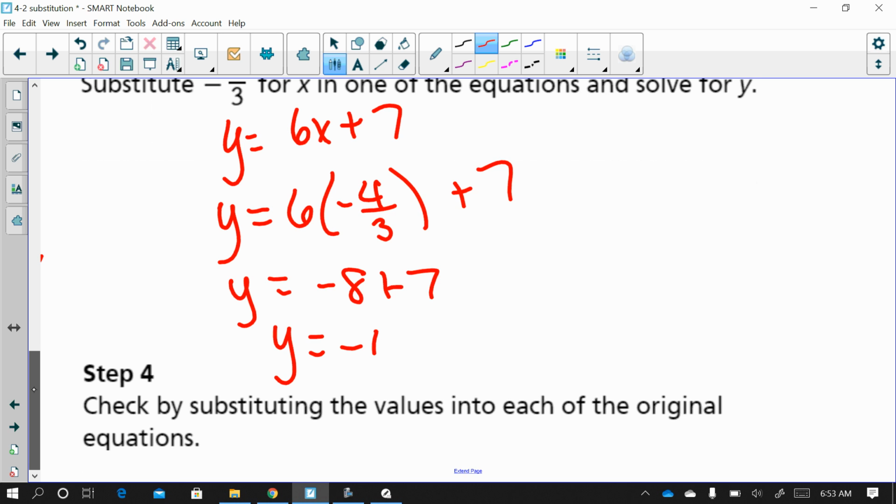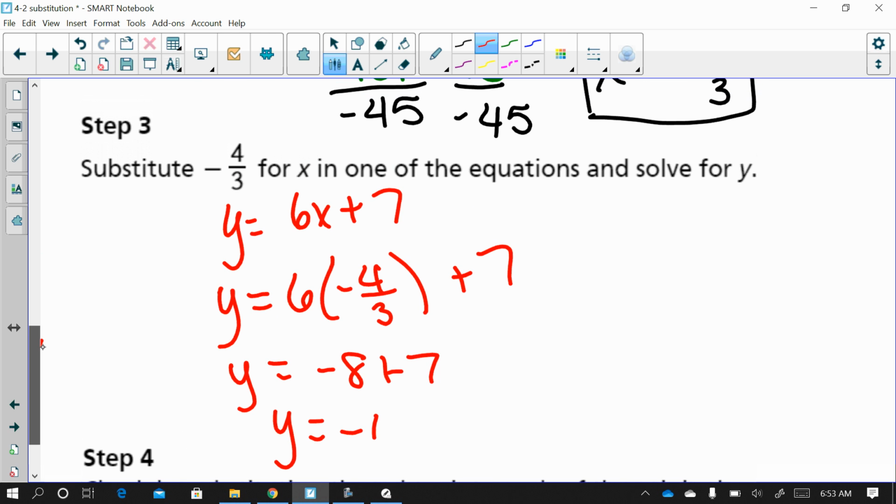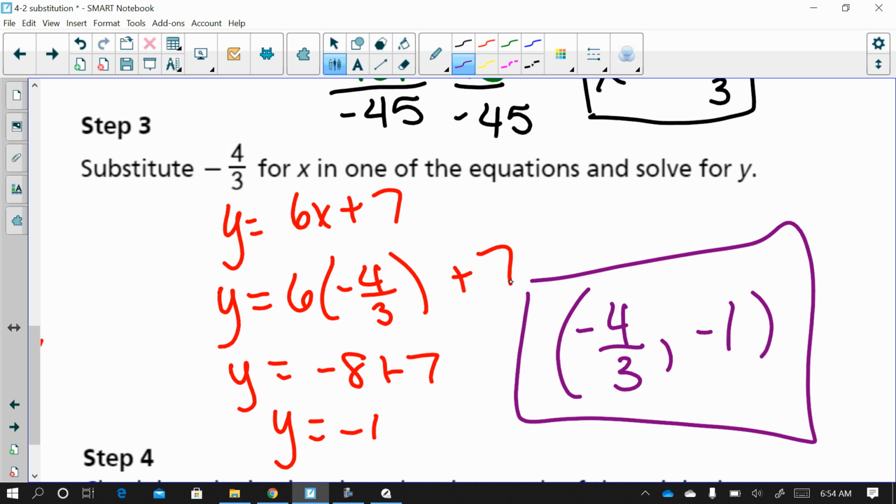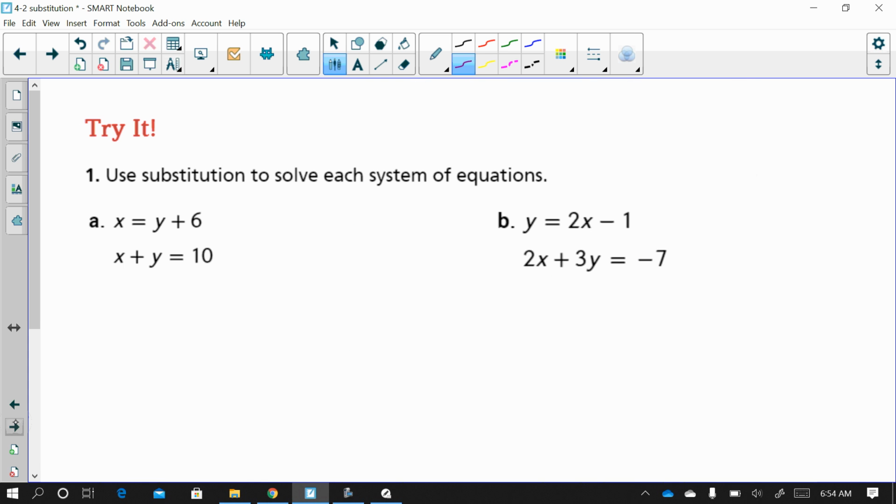They say step 4 is to check it by plugging both of them in. What I say step 4 is, you need to write your answer as an ordered pair. Because remember when we're graphing, we find the point of intersection. This is the same thing. It's our point of intersection. So our x value is negative 4/3, comma, negative 1. That is your final answer. Okay, your turn. Please pause the video, try letter A.